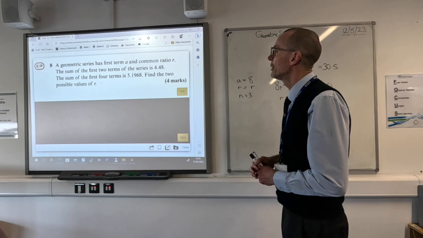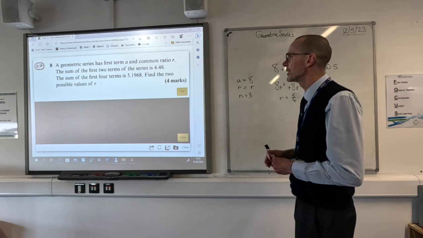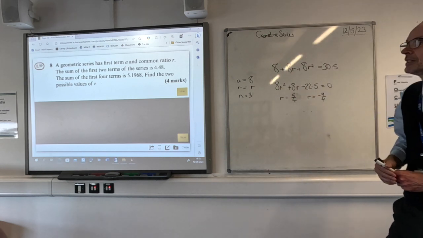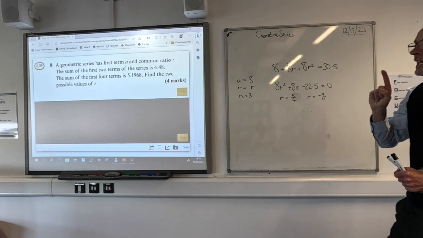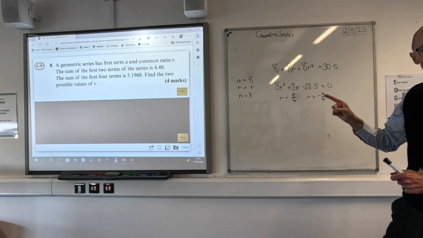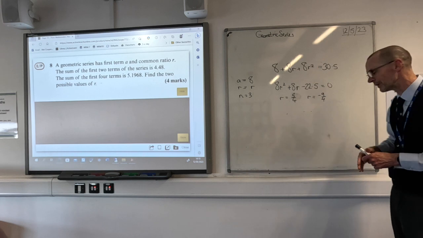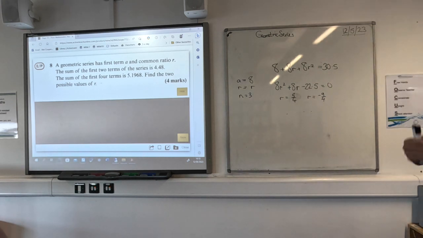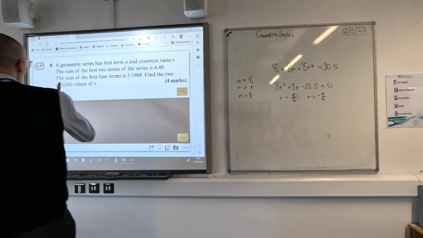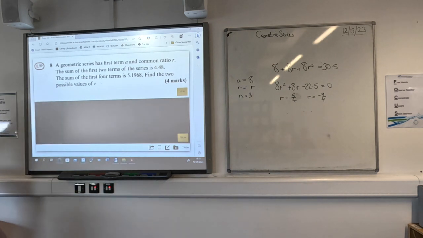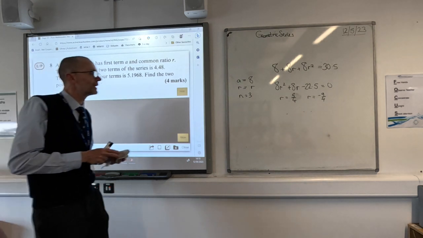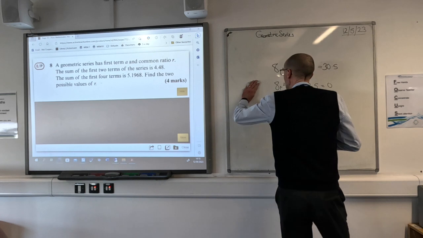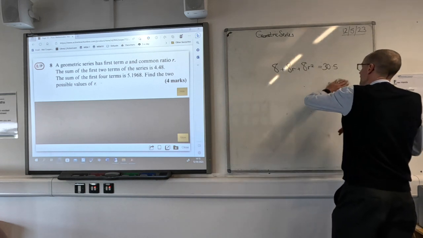So we know nothing about the sequence, so we're going to have to use a and r, but we do know that when n is 2, the sum is 4.48, so we can use the sum formula to get an equation there. And we know when n is 4, the sum is 5.1968. So we can get 2 formulas, one for the sum of the first 2 terms and one for the sum of the first 4 terms.